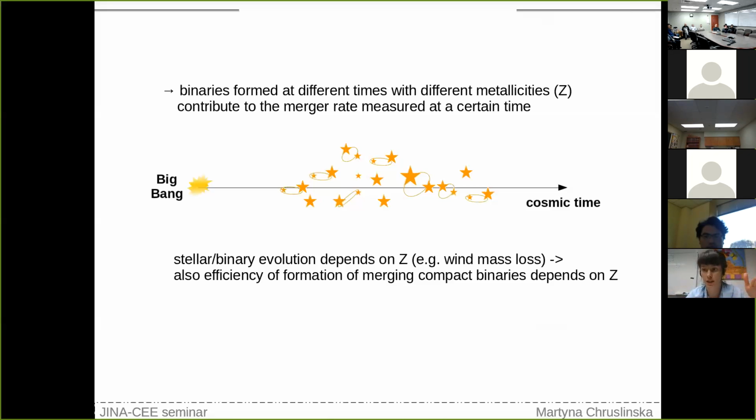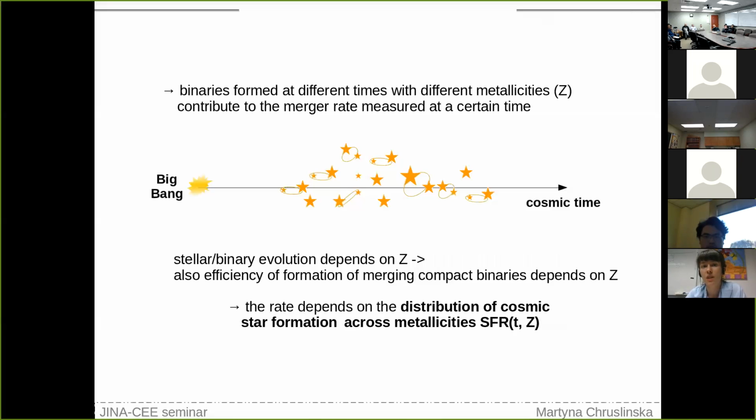But it's not only winds that are affected by metallicity. For instance, radius evolution is different at different metallicities, which means for binaries in particular that if we have two binaries with the same parameters but different metallicities, then they can start interaction at different moments during the evolution, and the outcome of this evolution can be different. So since binary evolution depends on metallicity, the efficiency of formation of merging double compact objects will also depend on metallicity.